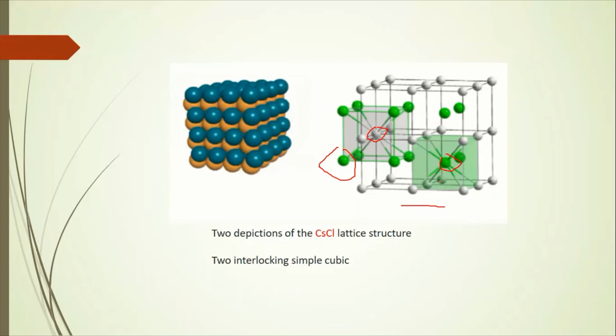This one is particular to interlocking simple cubic. So it's a simple cubic lattice with atoms just on the cubes, and then shifted by one half in three dimensions, one more cubic lattice of the green balls in this picture.